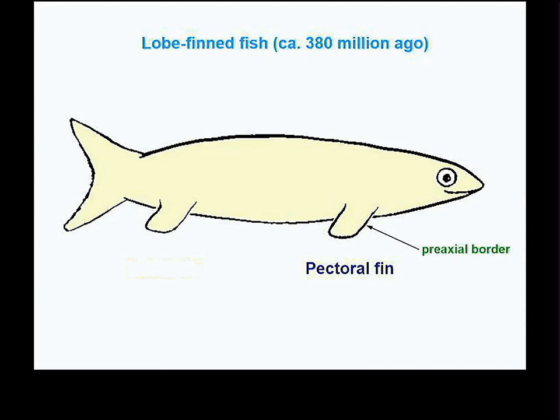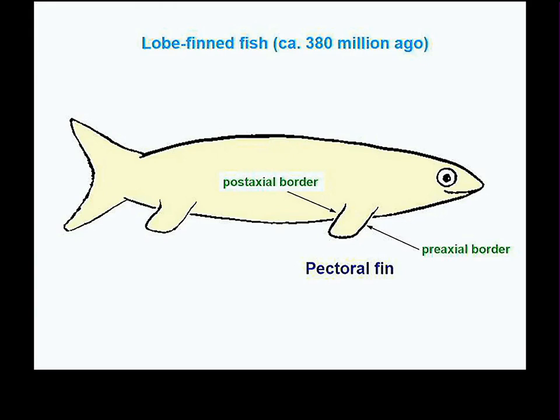Pectoral fin has a fairly well-defined cranial edge, that is an edge that faces the head, and that is called the preaxial border of the fin, and a well-defined edge which faces the tail, and that is called the postaxial border, because the axis of the fin runs right down the middle, so that's the border in front of it, preaxial, and the border behind it, postaxial.